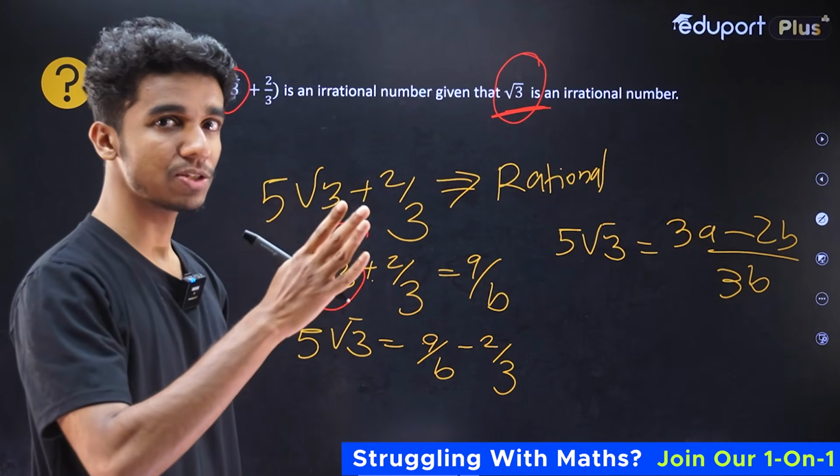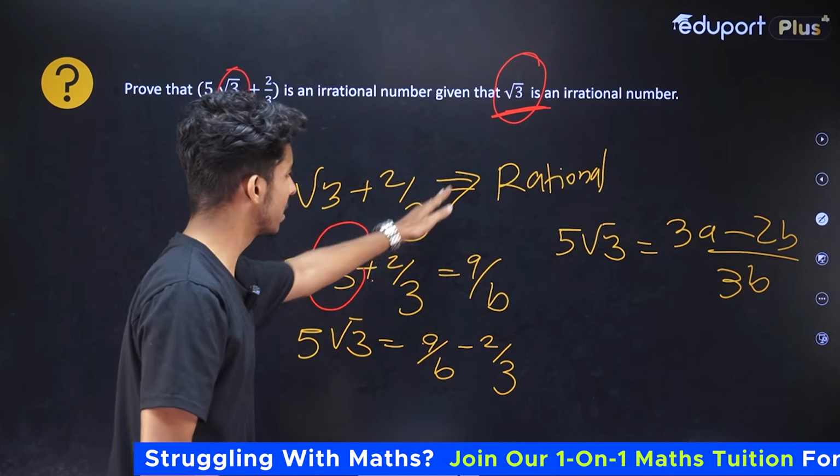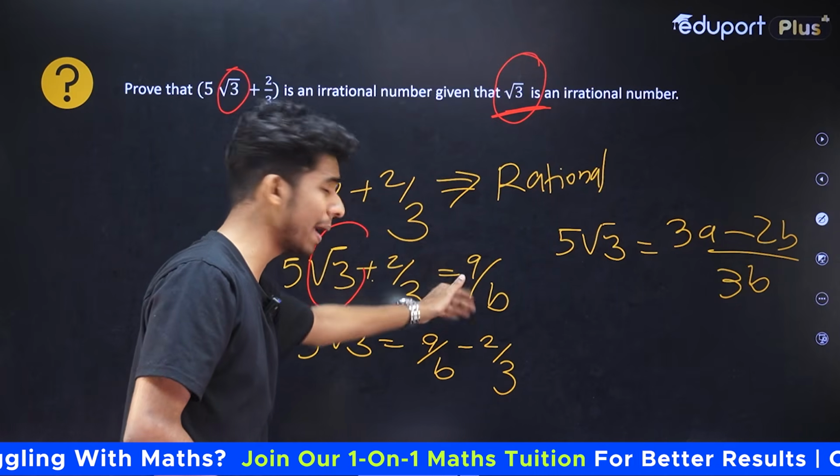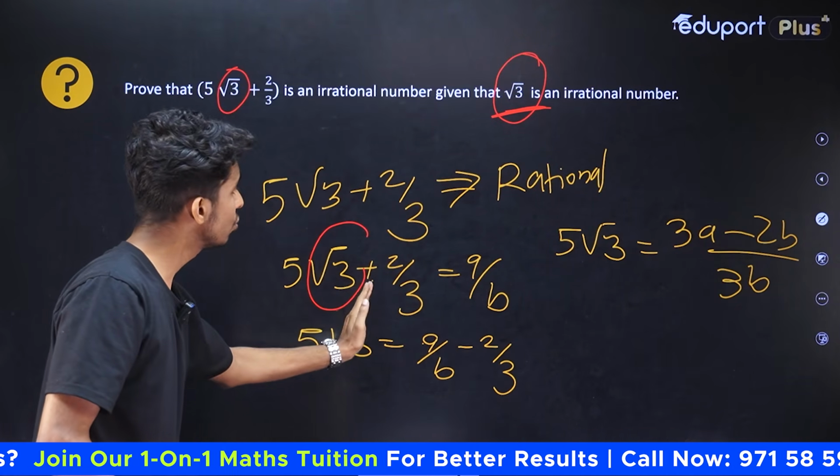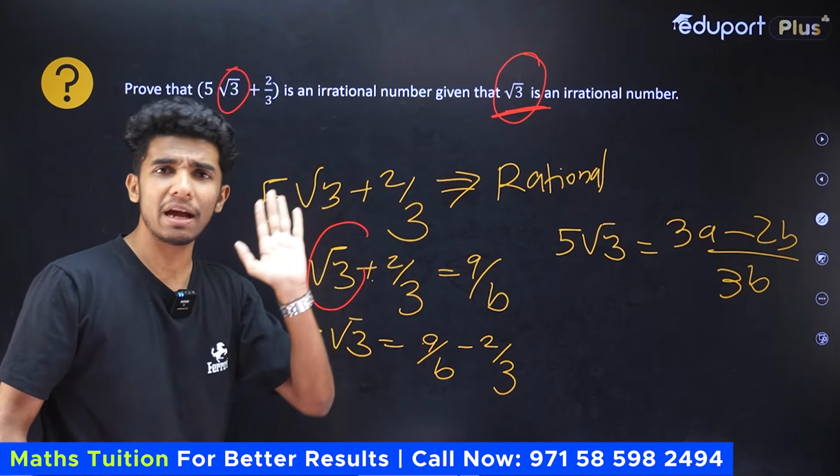Okay, the first step is done. First, it's a rational number, so I put it as A by B, and I put the plus 2 by 3 to the opposite side. That's all I have done.